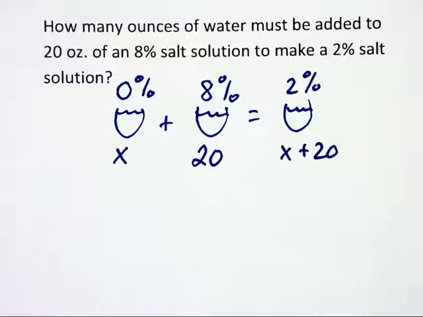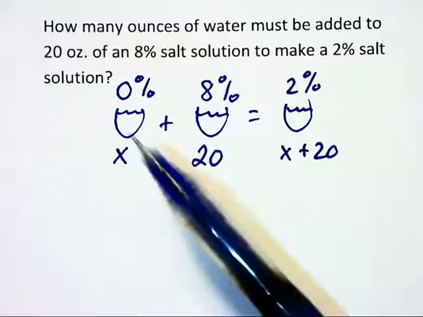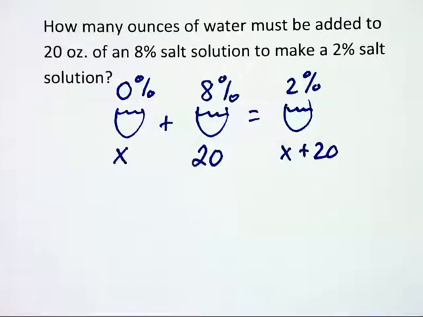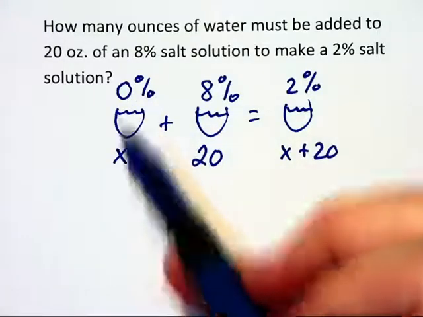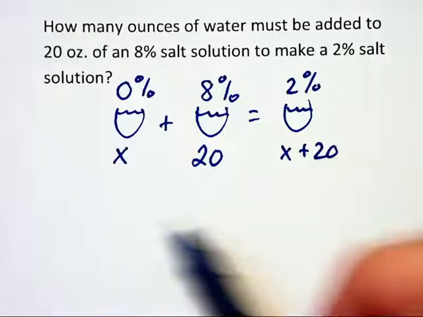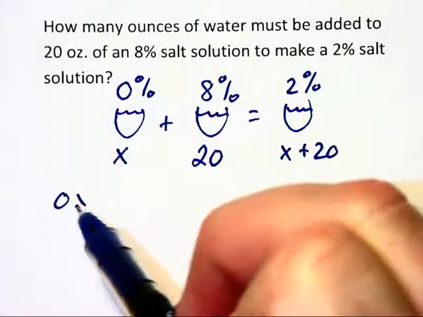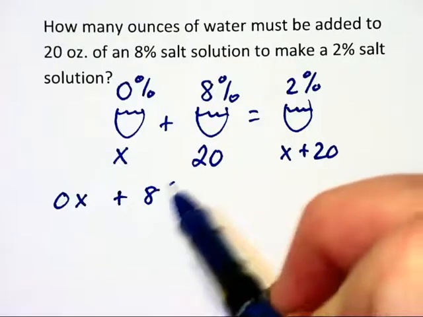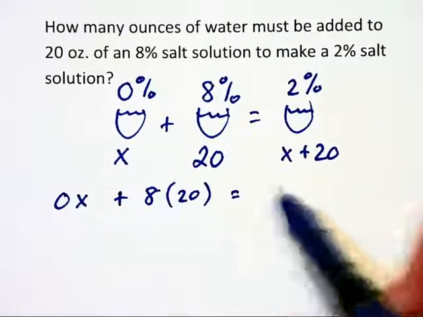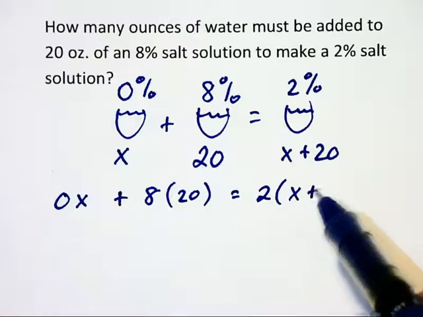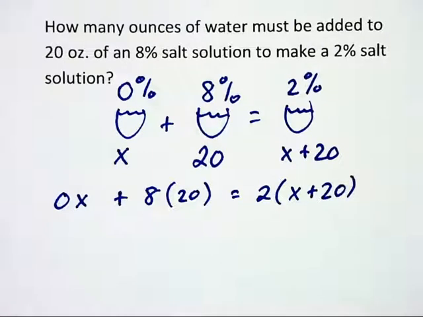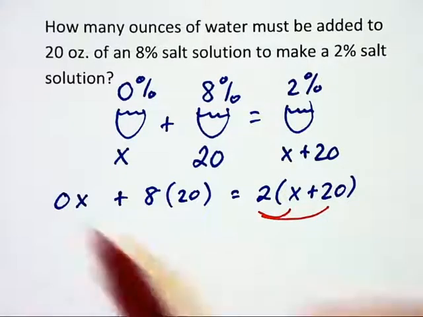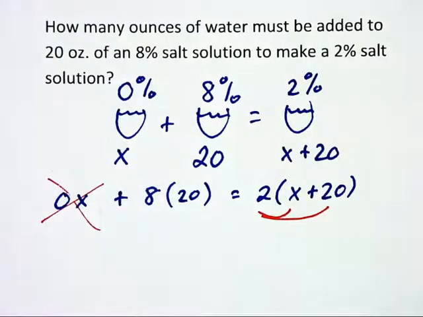And so there, very easily, once you understand the trick of no salt being in water using 0%, it's very easy to set this up, and we can go top times bottom plus top times bottom equals top times bottom. So we will have 0x, which you will know we are going to ignore, plus 8 times 20 is equal to 2 times (x plus 20). Okay, let's do some distribution on the right hand side, and we will just get rid of this 0x term out on the front.